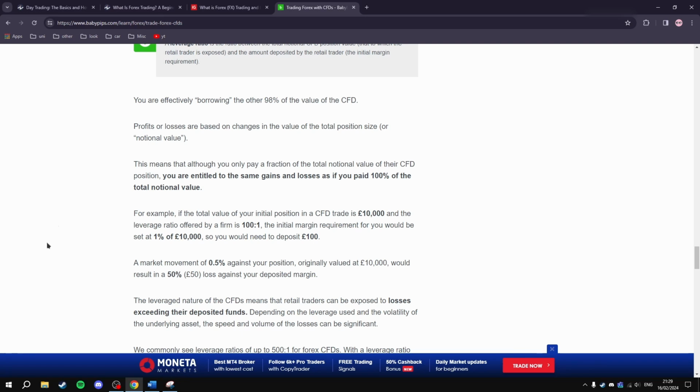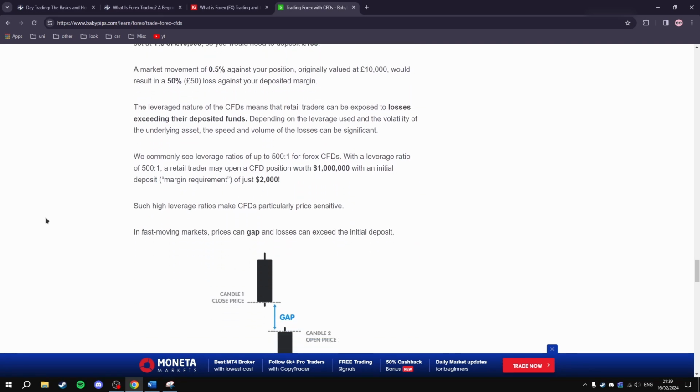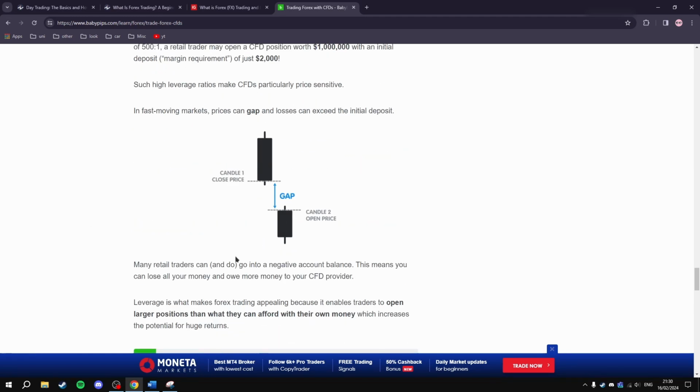We commonly see leverage ratios of up to 500:1 for Forex CFDs. With a leverage ratio of 500:1, a retail trader may open a CFD position worth 1 million with an initial deposit margin requirement of just $2,000. Such high leverage ratios make CFDs particularly price sensitive. In a fast-moving market, price can gap and losses can exceed the initial deposit.